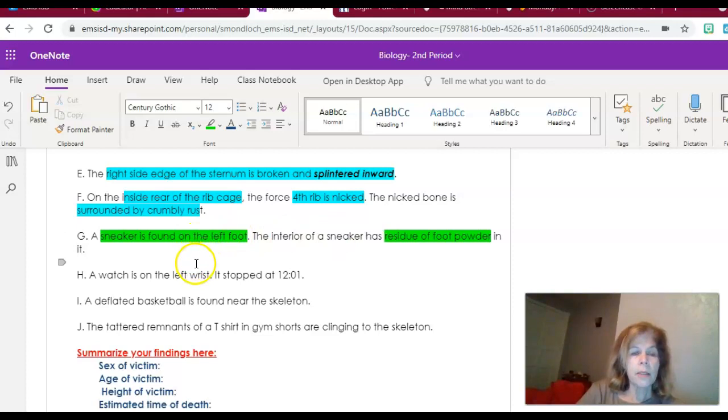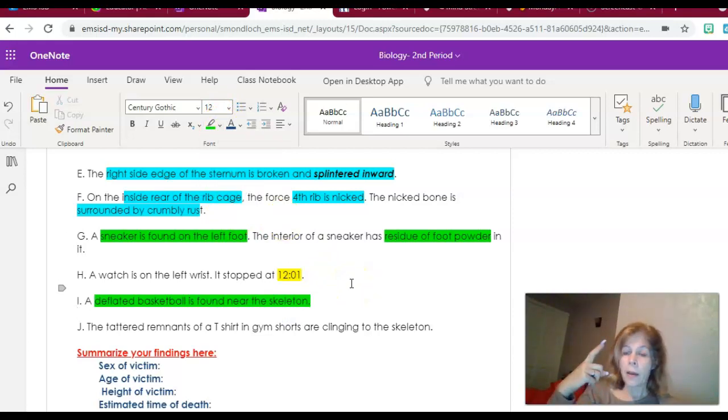Okay, it says the watch on the left wrist stopped at 12:01. That may or may not mean anything. We want to finish reading the clues, so I'm just going to make that yellow to come back to. There is a deflated basketball near the skeleton. Okay, so now I'm thinking we've got probably under 20. We're talking someone younger. We have sneakers. We have foot powder, which is used by people who sweat a lot. And we have a deflated basketball.